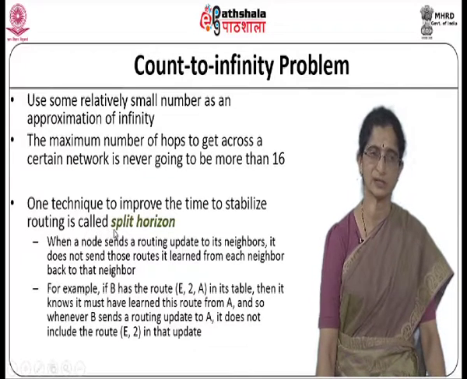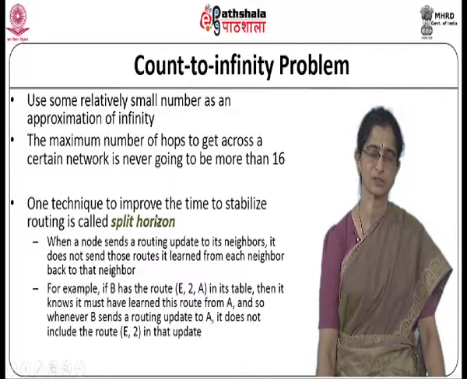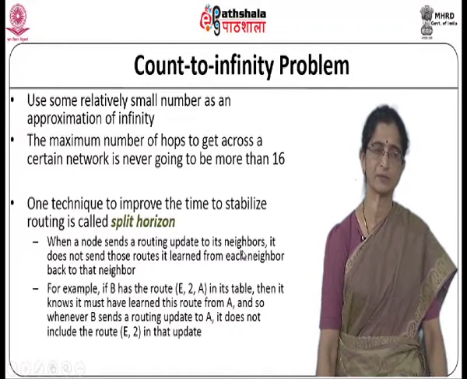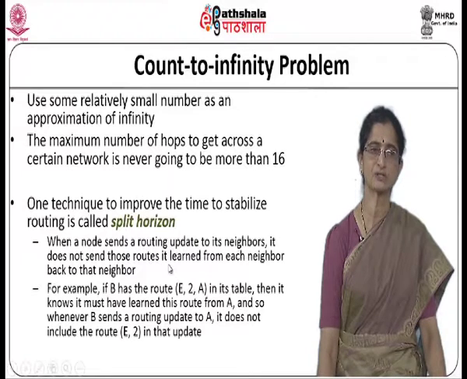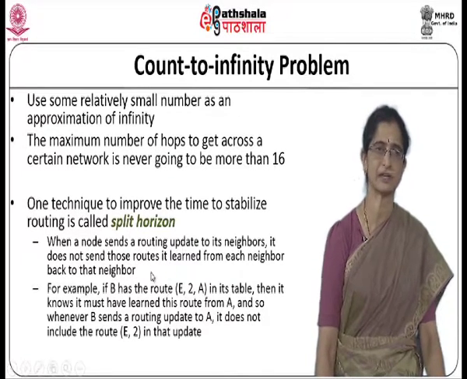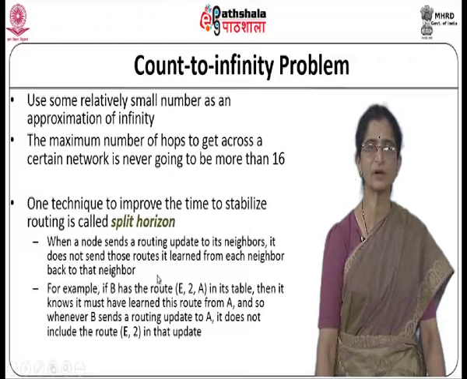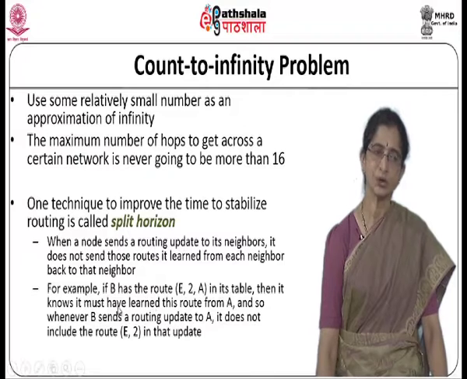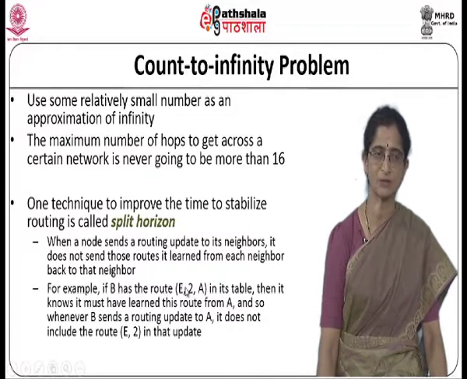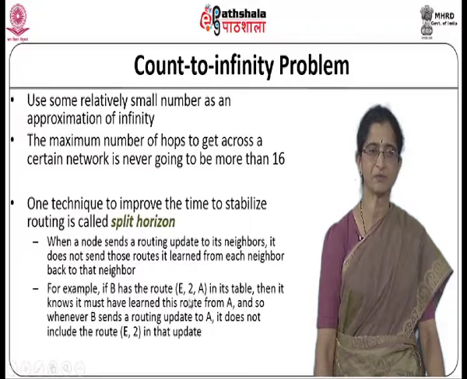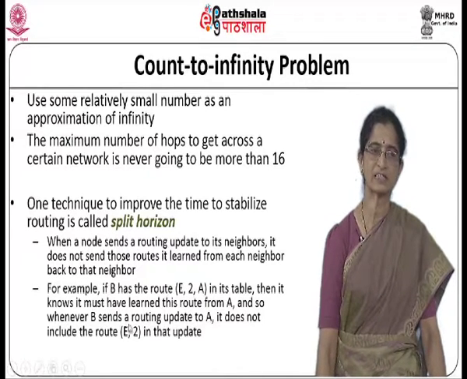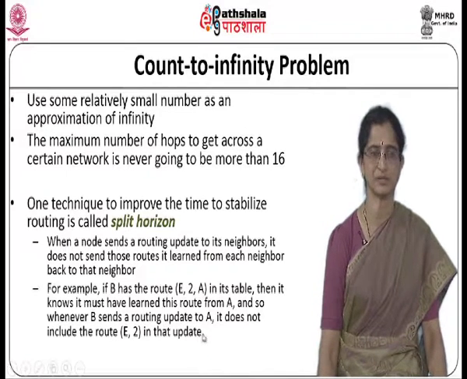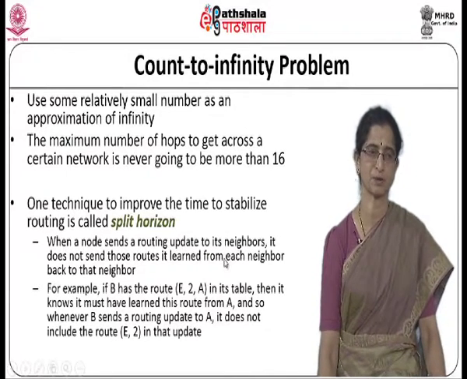Another solution that is also provided is called the split horizon solution. What you do here is, if a node is sending a routing update to its neighbors, it does not send those routes it learned from each neighbor back to that neighbor. So I have already learned something from you, I don't give that same information back to you. For example, if B has the route E to A in its table, it knows that it has learned that information only from A. So whenever it sends a routing update to A, it does not include the route E comma 2 in that update. That way you can solve this problem partially.